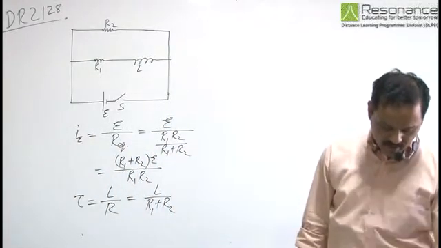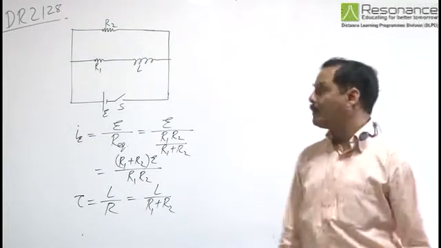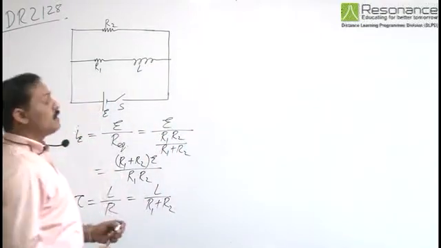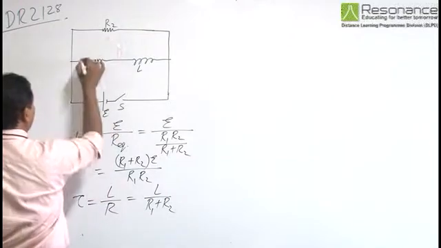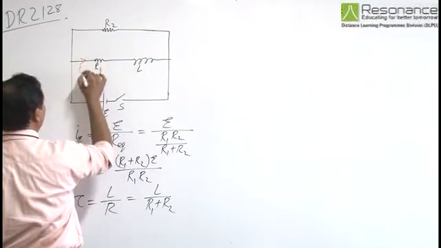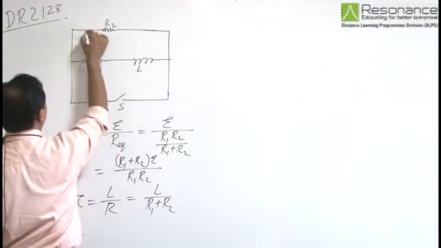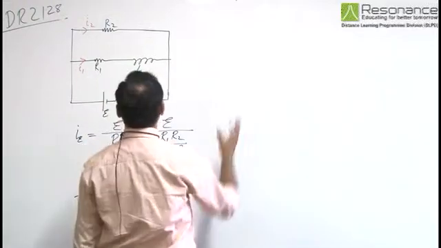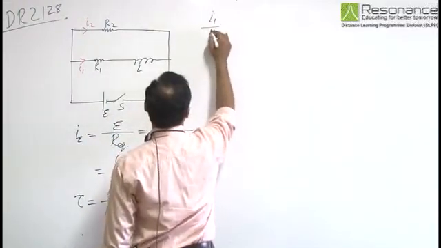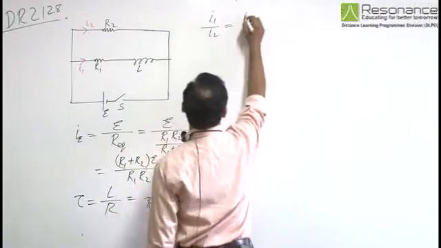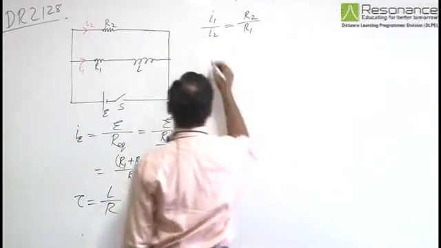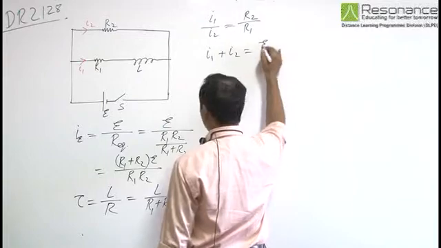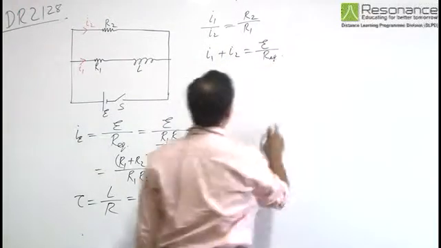And we need to find the current through the inductor after one time constant. So before finding the current through the inductor, first we need to find what was the maximum current. Let me assume when the switch was closed for a long time, I1 is the current through R1 and I2 is the current through R2. So here we can write I1 by I2 equal to R2 by R1, and I1 plus I2 equal to E by R equivalent.